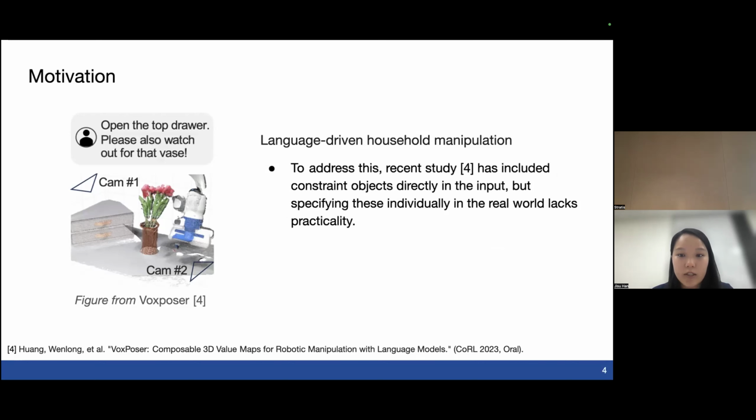To address this, recent studies like VoxPoser in the robotics field have included the constraint objects directly in the input. As you can see in the left figure, they also add, please also watch out for that vase. But these kinds of specifications in the real world would be very problematic because they lack practicality.